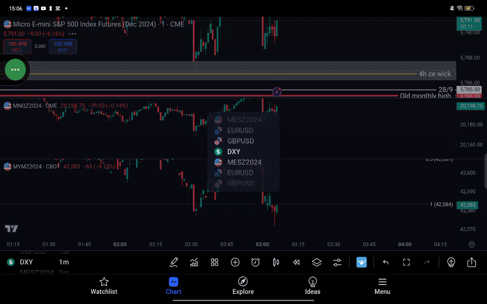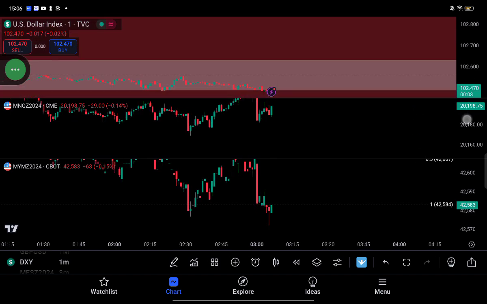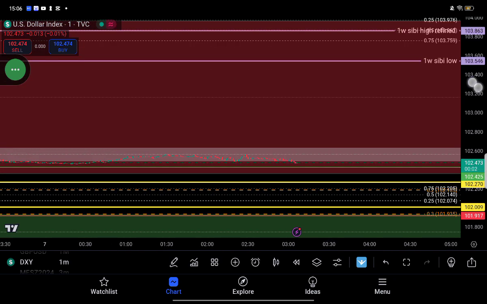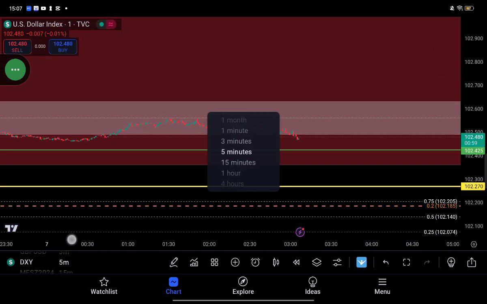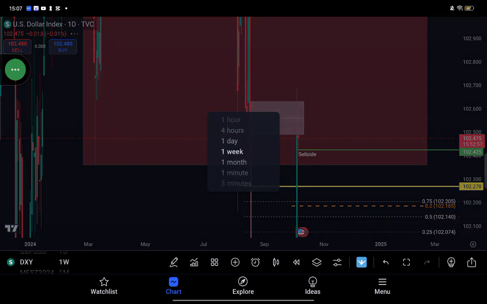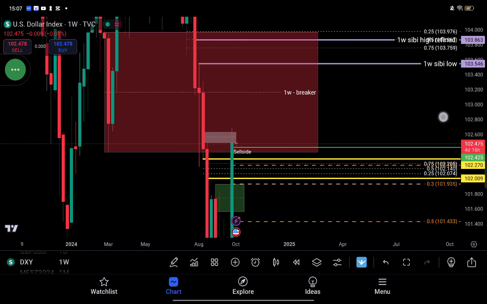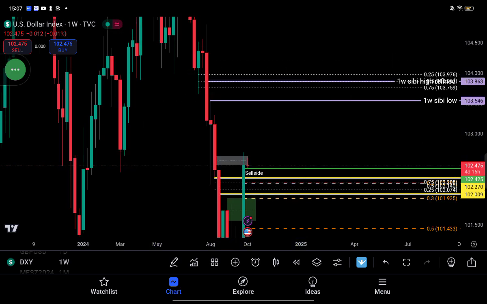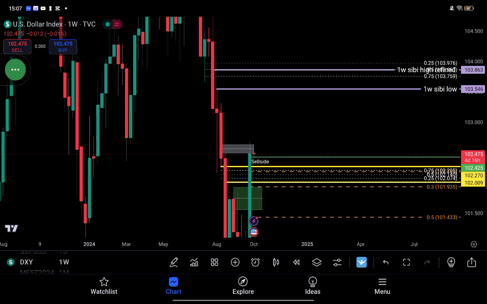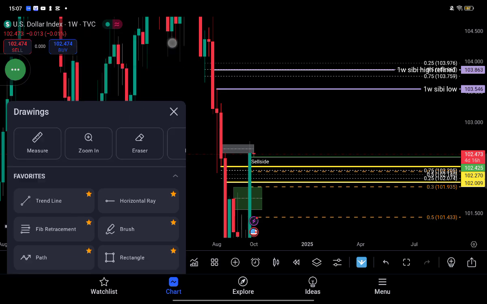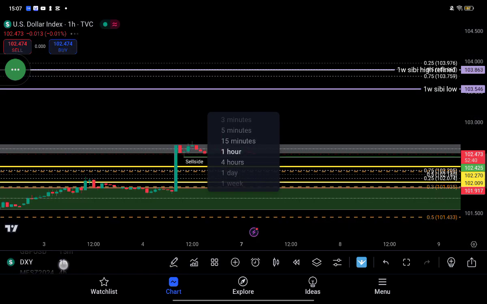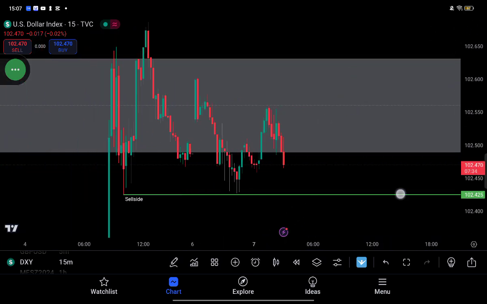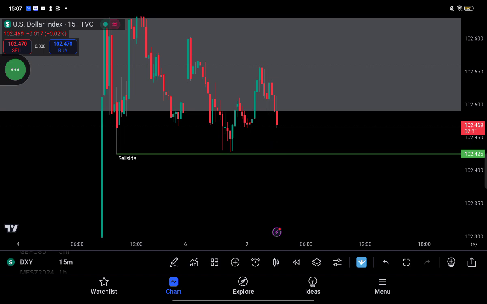Okay, I'll show you dollar. Okay, so this red box here is the 1 week breaker. Right now we are in the 1 week breaker, and to be honest, it's very distracting, so I'm going to delete it. Dollar looking nicely down to clear the sell side.